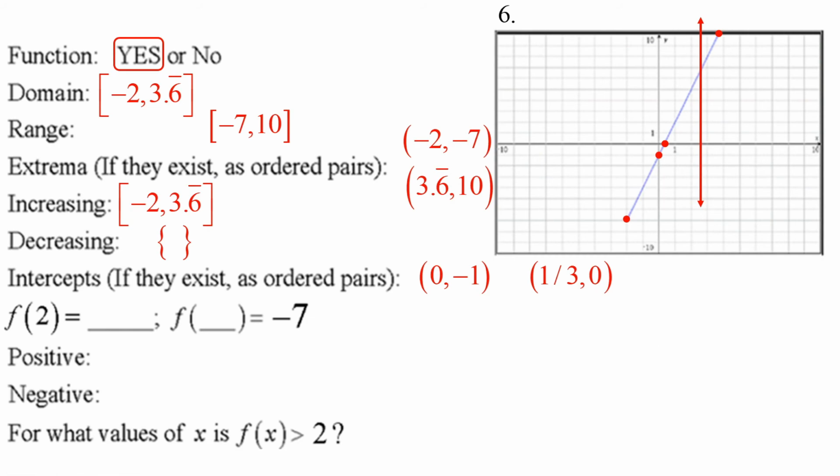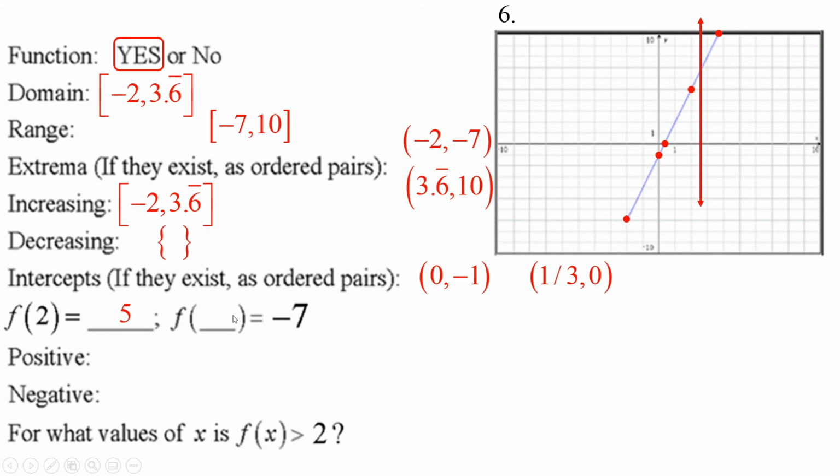Now function notation again. Notice how we keep stressing the function notation. f of x equals 2 is what y value? So when x equals 2, what's the y coordinate of that point right there? 1, 2, 3, 4. That'd be a 5.